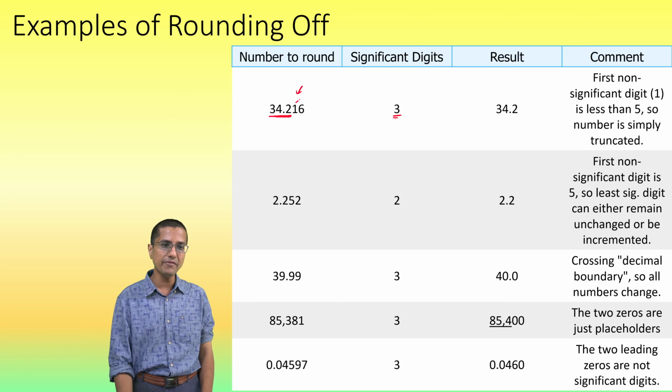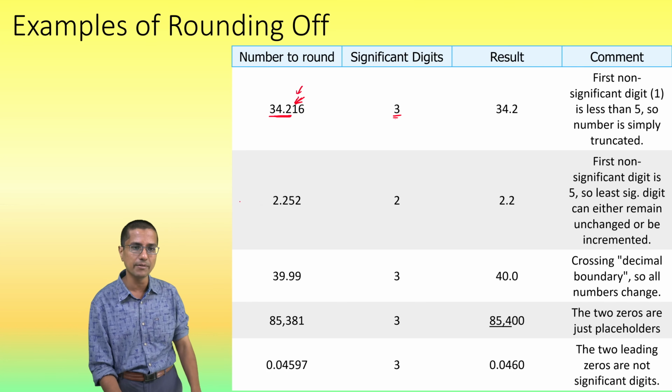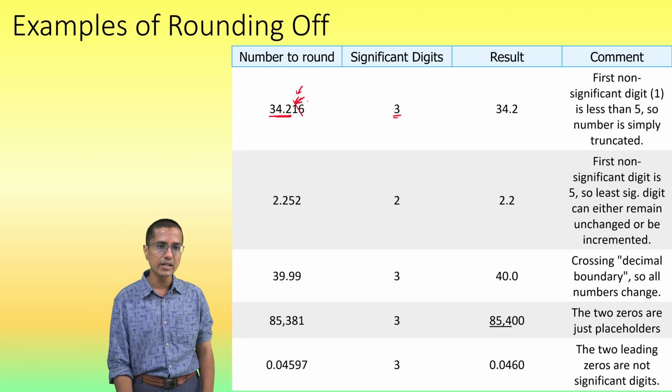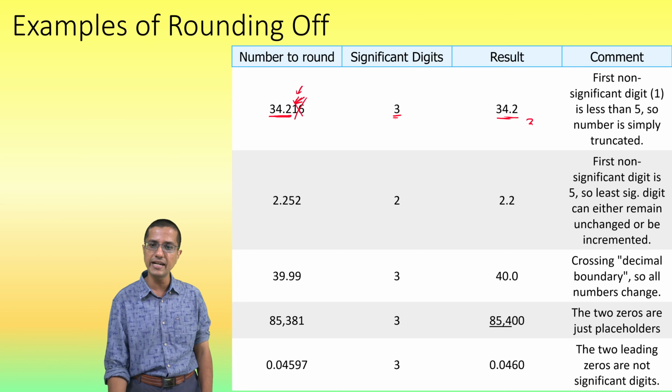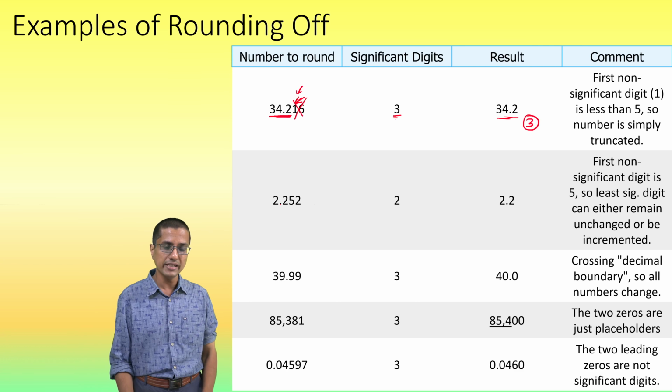So I look at the first digit that I am going to throw off, the 1 right here, and because it is less than 5, I can simply truncate the number. I can simply throw these away, and my final answer becomes 34.2, which indeed has 3 significant figures or 3 significant digits. Let's look at the next problem.